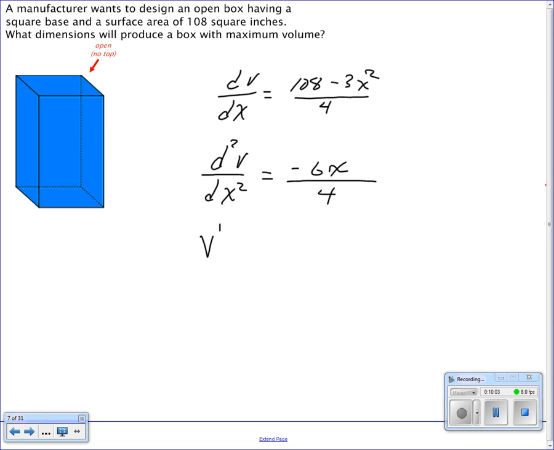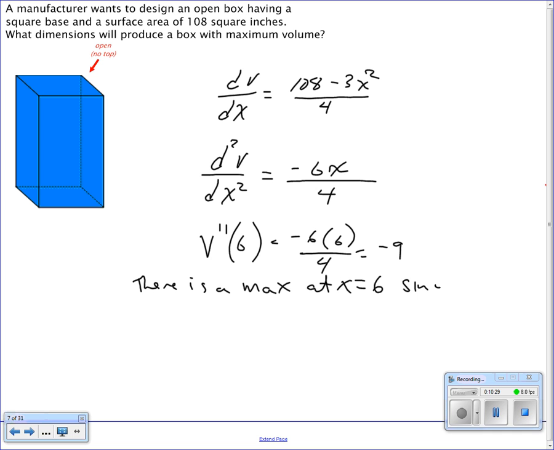And the second derivative, v double prime, at 6 would be negative 6 times 6 over 4, or negative 9. This would also make a maximum at 6, since the second derivative is negative. So I would write again, there is a maximum at x equals 6, since f double prime, or I'm sorry, I'm using v, it should be v double prime of 6 is less than 0. That is the second derivative test.